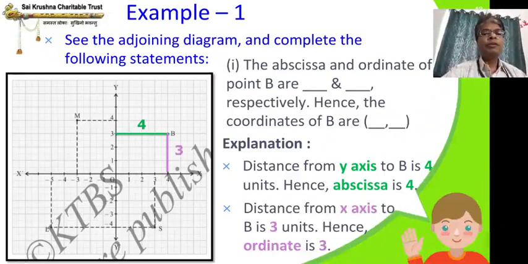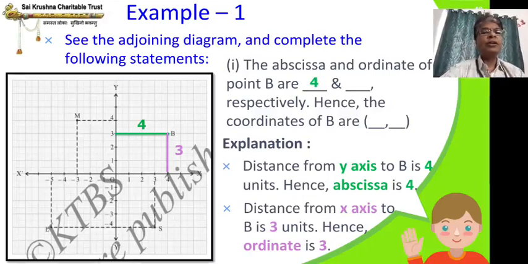So, we have now found that a point B lies 4 units from y axis, that is the x coordinate, and 3 units from x axis, that is the y coordinate. That is, we have to go to the opposite side: from y axis whatever is the distance is the x coordinate, from x axis whatever is the distance is the y coordinate. Therefore, the answer is 4 and 3. Because the abscissa and ordinate are written as abscissa comma ordinate, that is x coordinate comma y coordinate, 4 comma 3. This is the answer for this. Hope all of you understood.